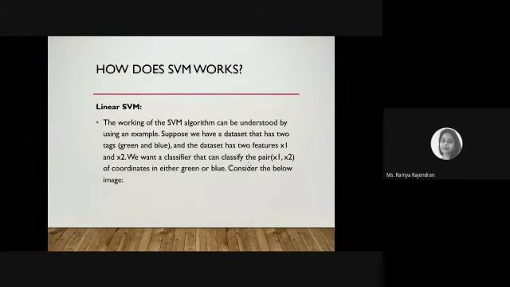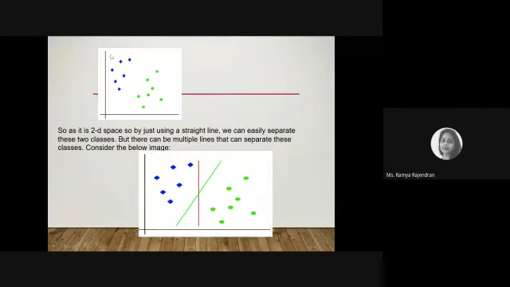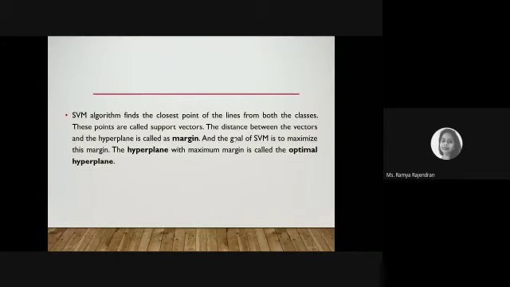How does this work? We'll have a small example here. Imagine you have a data set with green and blue tags, and you plot it on a graph like this. In the two-dimensional space, you will be able to separate these classes into two, so you can call that a linear SVM. Here you can create a distance margin and have an optimal hyperplane. This is a perfect linear SVM.